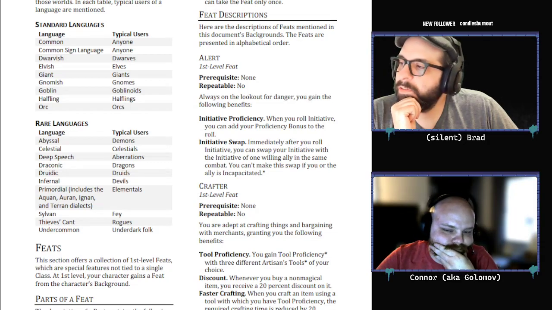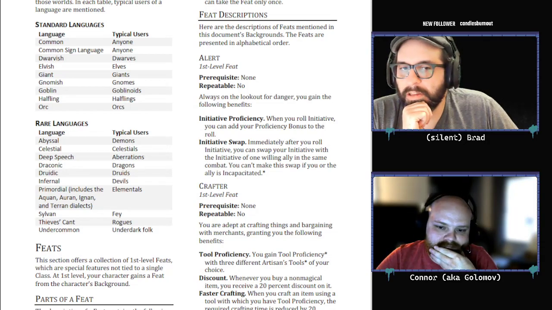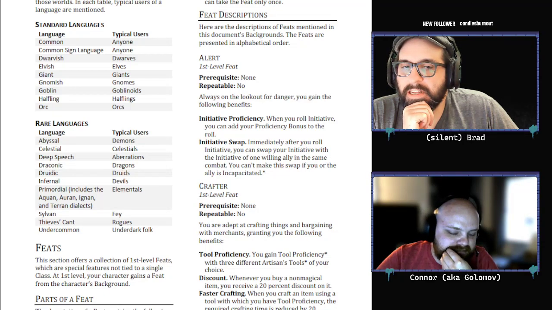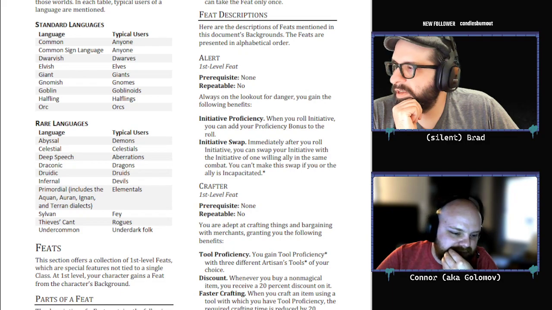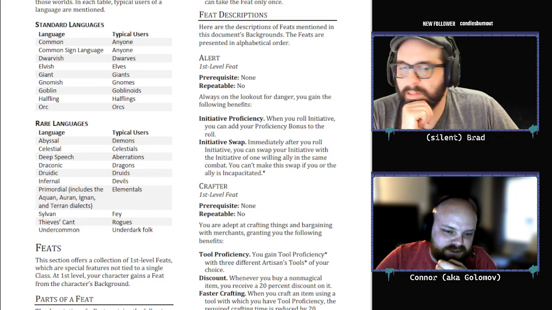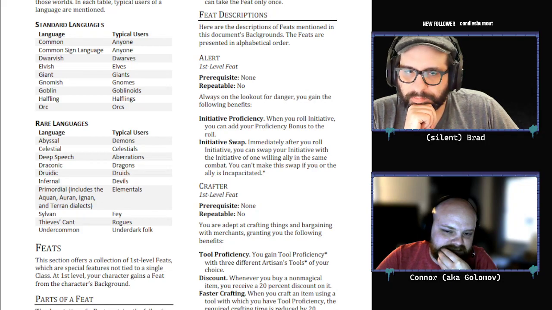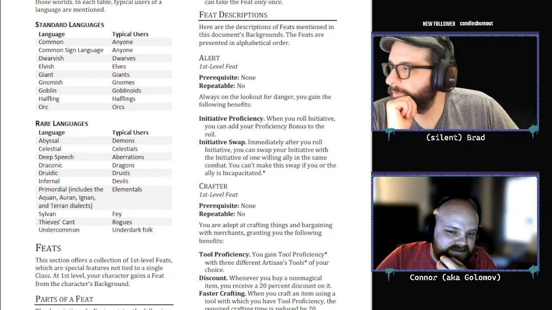I mean, some of them are repeatable in base D&D as well. I think you can take Skilled multiple times. And Magic Initiate, you can take one for each class, I believe. I mean, I'd still consider each Magic Initiate separate.